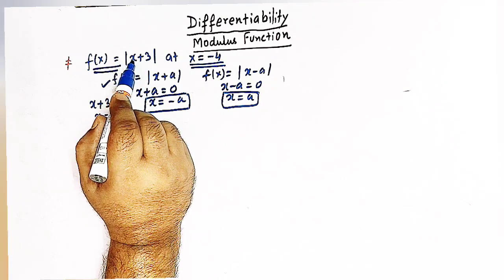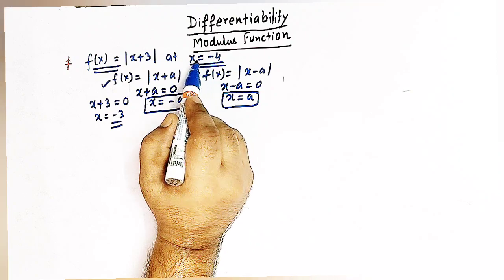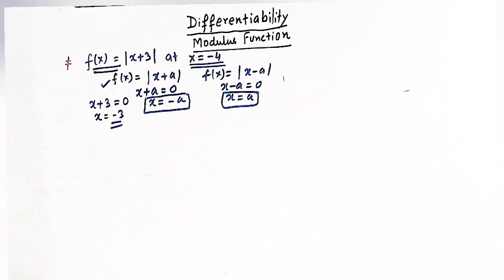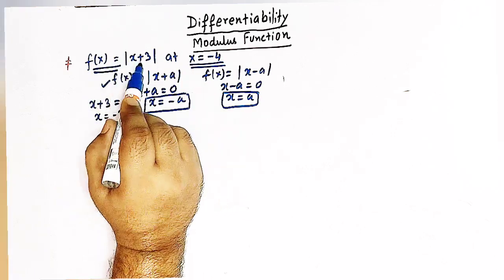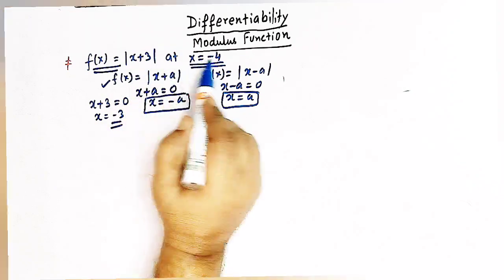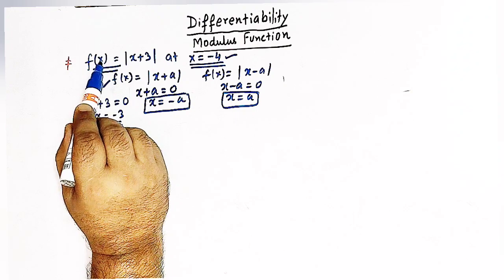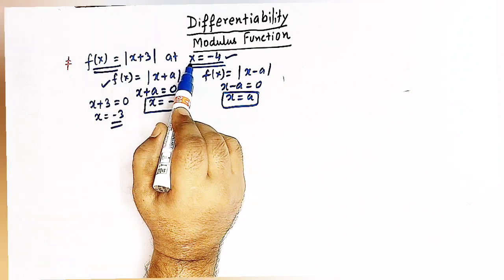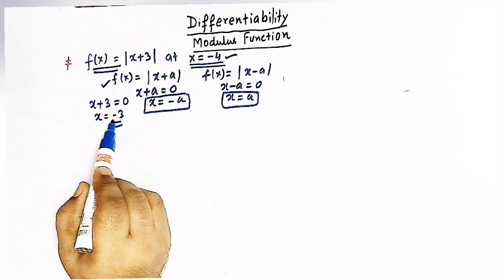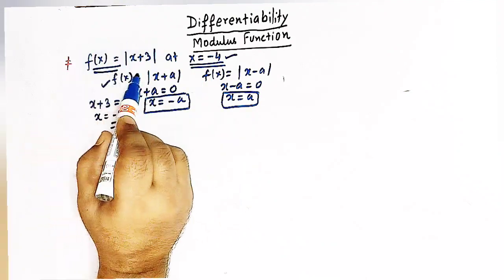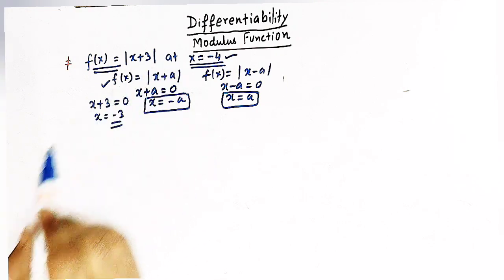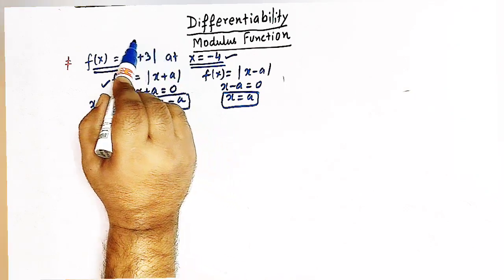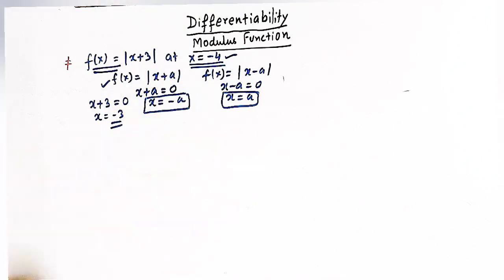So this function is going to be differentiable at x is equal to minus 4. But here we'll see how we can prove that this function f of x, that is mod of x plus 3, is a differentiable function at this point. The derivative of this function exists at x is equal to minus 4, but at x is equal to minus 3, this function is not differentiable. With the help of the concept of left hand derivative and right hand derivative, we'll prove that this function is differentiable at x is equal to minus 4.